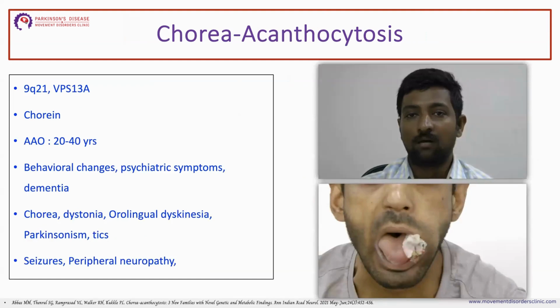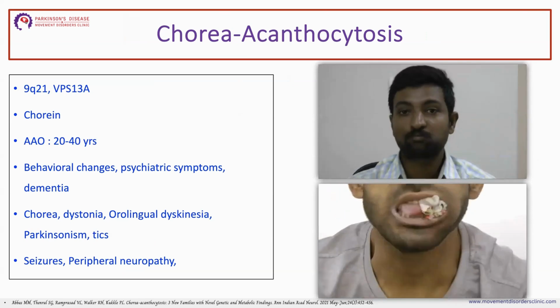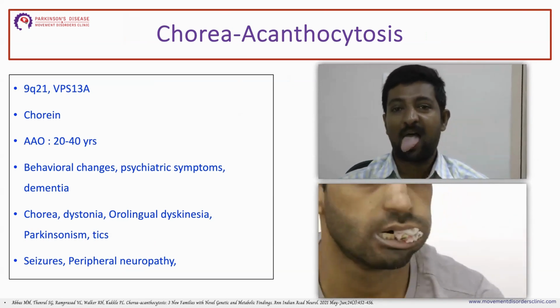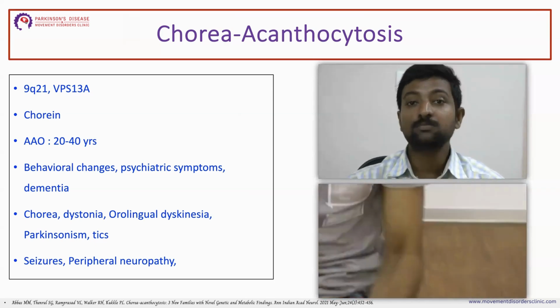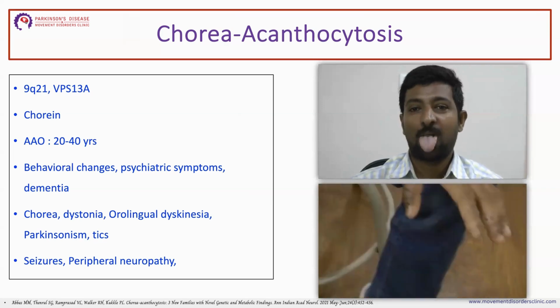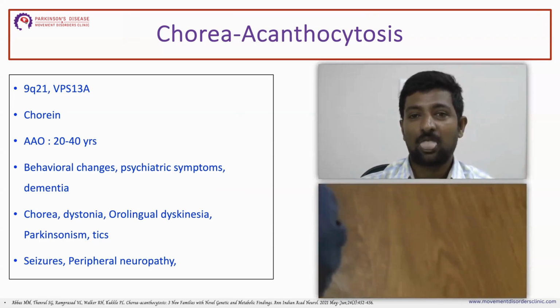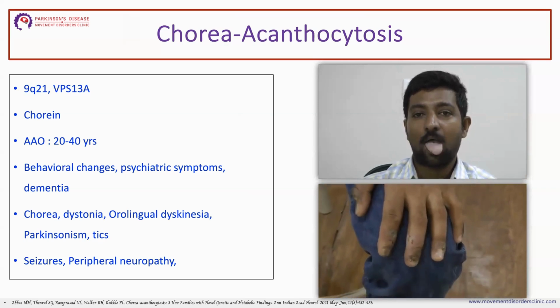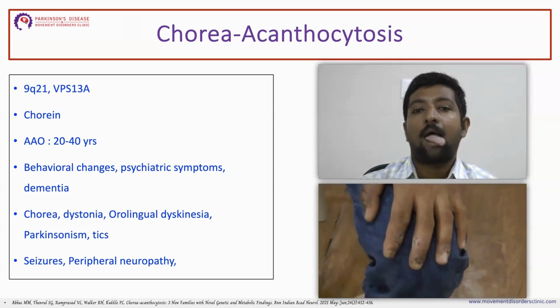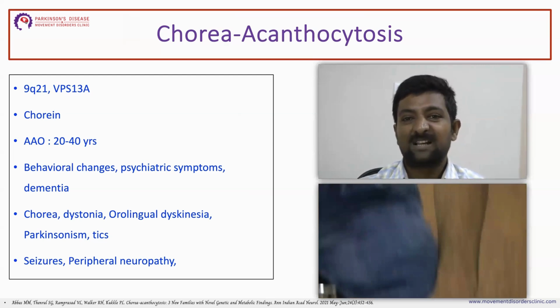So what are these? Chorea-acanthocytosis occurs due to mutations in chromosome 9 coding for VPS13A, which codes for the protein chorein. Age of onset is commonly between 20 to 40 years. People will have behavioral changes, psychiatric manifestations, and dementia. Chorea, dystonia, orolingual dyskinesias, Parkinsonism, and tics are the common associated symptoms. Patients can also have seizures and peripheral neuropathy. You can see in these videos significant injuries to the hand occurring due to severe chorea, affecting the mouth where the person is trying to protect against tongue bites, and swallowing problems.